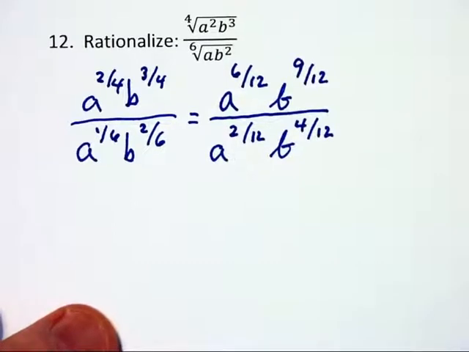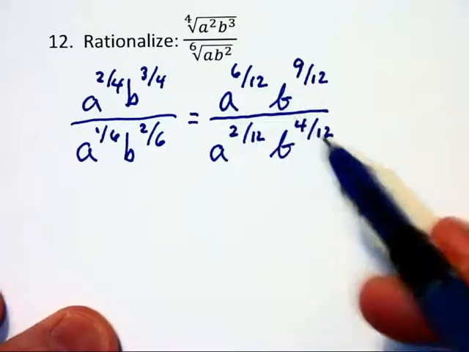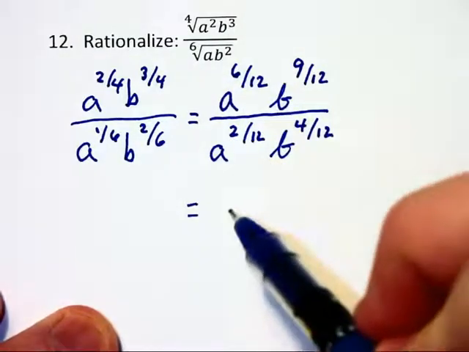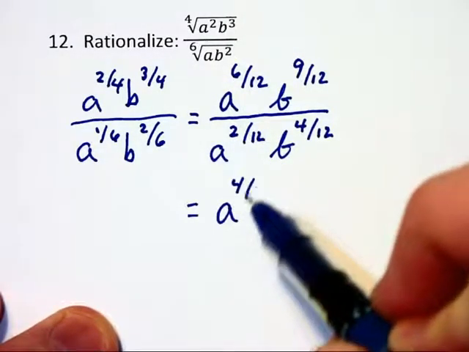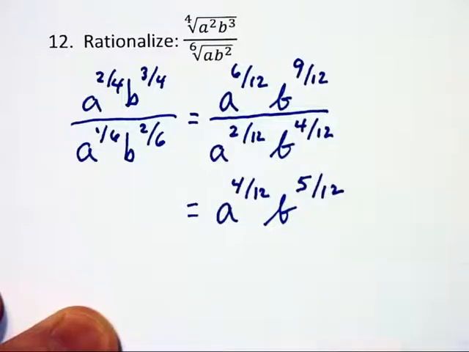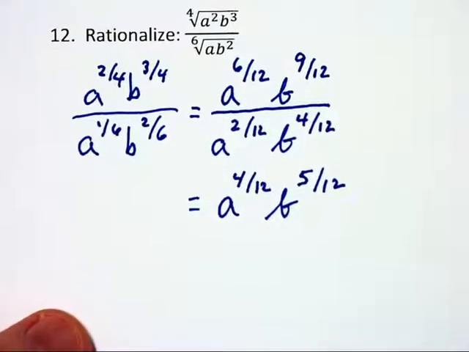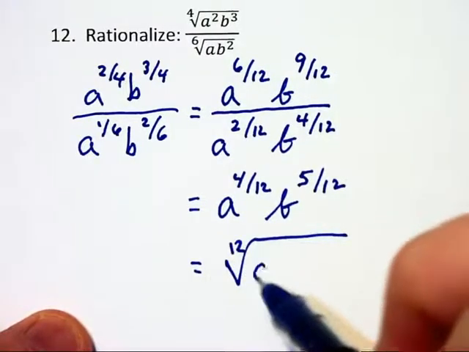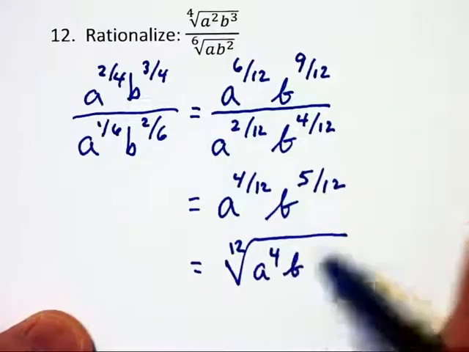Okay, now with each of these expressions, I can subtract exponents. 6 minus 2 is 4, so I can have a to the 4/12 and b to the 5/12. Since this began with a radical, it should finish with a radical, and so we're going to have the 12th root of a to the 4th b to the 5th.